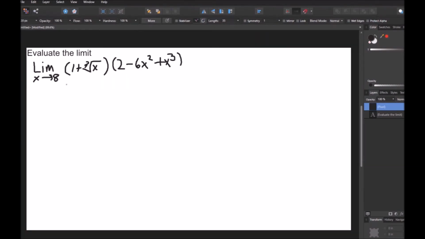Okay, so in this next question we're asked to evaluate the limit, and the limit we're given is the limit as x approaches 8 of 1 plus the cube root of x, all of that times the polynomial 2 minus 6x squared plus x cubed. So this is another direct substitution problem, so I'm just going to do 1 plus the cube root of 8, that term times 2 minus 6 times 8 squared plus 8 cubed.